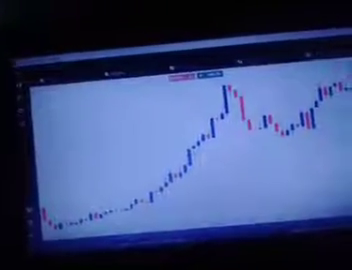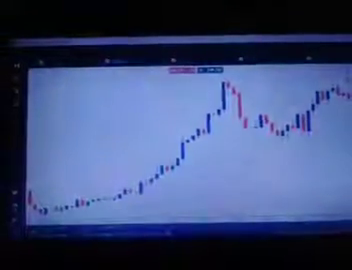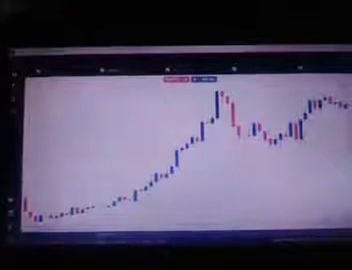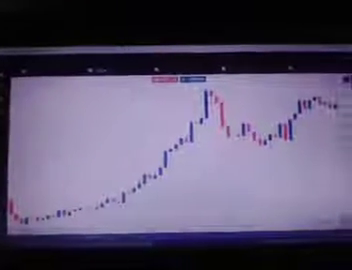To begin, what is structure? Structure is just the shape of a market, the way you are seeing the candlesticks on the chart, just what the candlesticks are doing. That's just the shape of the market. That's what we call structure.